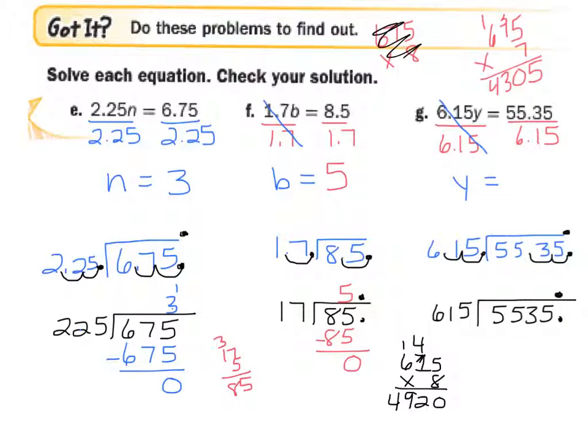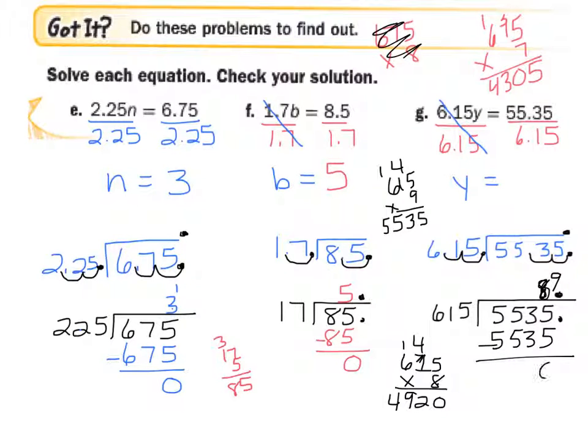So let's try 9. 615 times 9. We get 45, carry the 4. 9 times 1 is 9 plus 4 is 13. Carry 1, and 9 times 6 is 54 plus 1 is 55. That's what we needed. So we'd divide by 9. Goes in there 9 times. Looked bad, but they actually were nice numbers in the end.